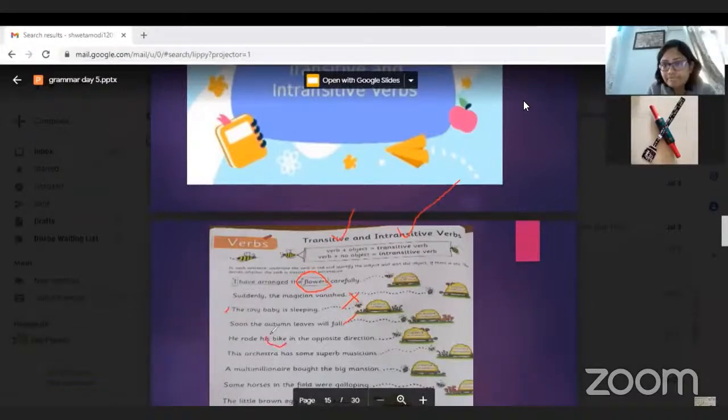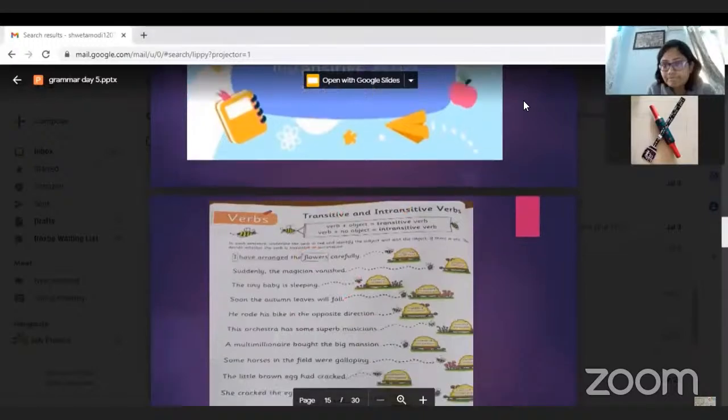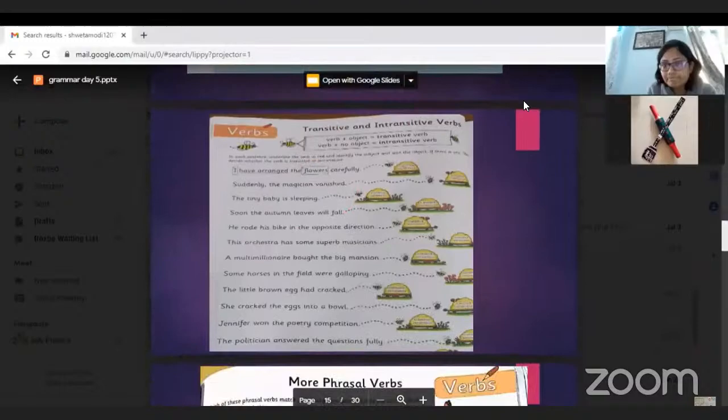because there is no object, but bike is an object, so transitive. Musician is an object, so transitive. Mansion is an object, so transitive. Okay, so if you have an object, then it is transitive. If you don't have, then it is intransitive. The musician is a noun too, na? Yeah, so object is a noun.